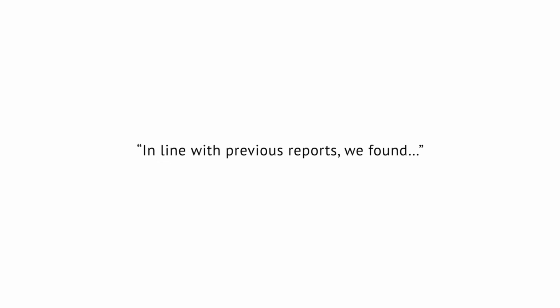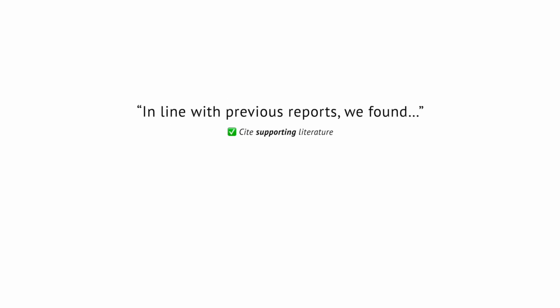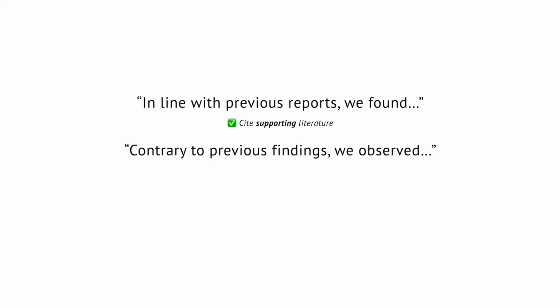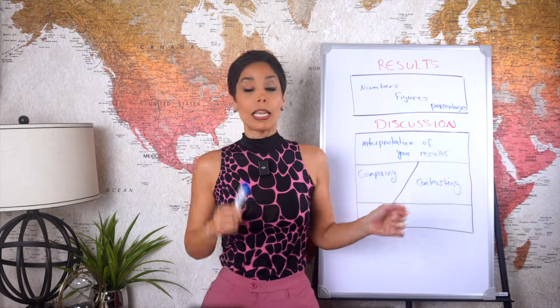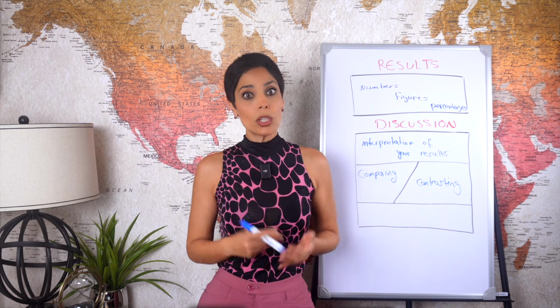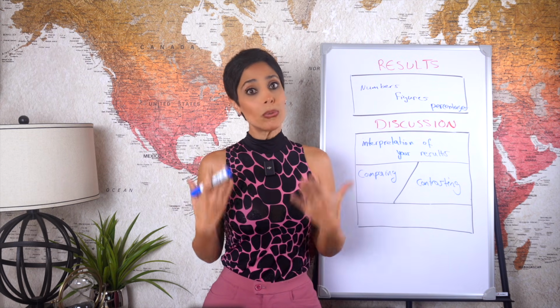You say, in line with the previous reports, we found such, and you cite the supporting references. And then you say, contrary to the previous findings, we observed such, and you cite the opposing references. And here's the responsibility that comes with that. If your findings contradict the literature, you must provide context and possible reasons.